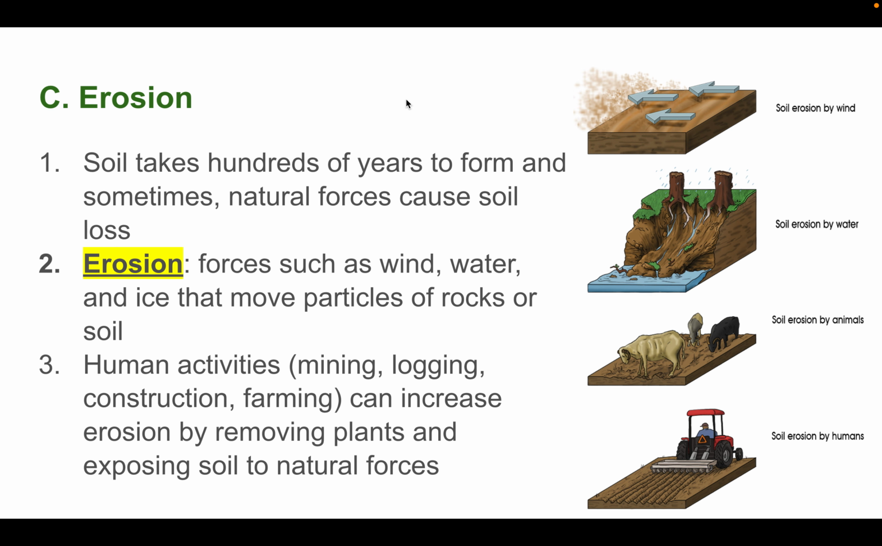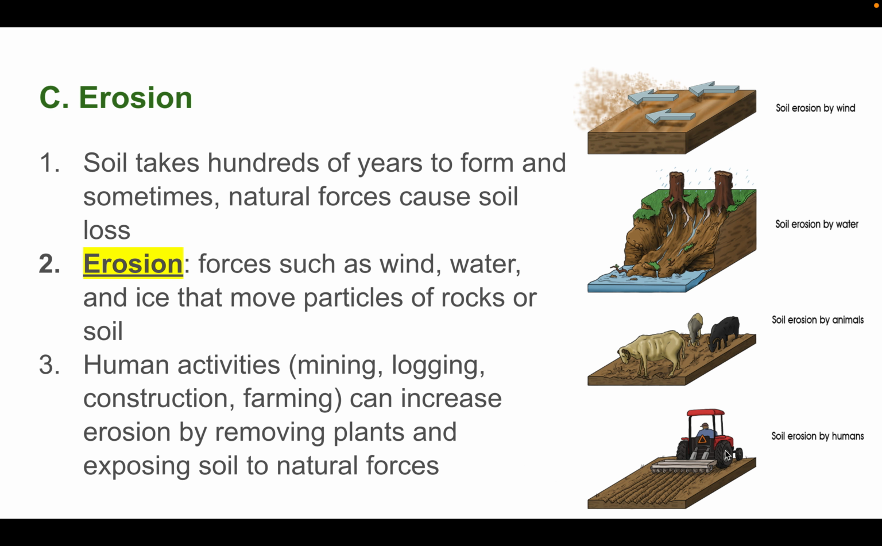So erosion does happen to soil, and it can take hundreds of years for soil to form. Once you lose it, the only way you're getting it back is if it blows in from somewhere else or down the road when rock starts to erode. There are a lot of natural forces that can cause soil loss, like wind and water and animals. So remember that erosion is forces that move particles of rock or soil.